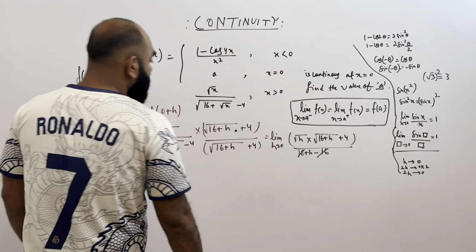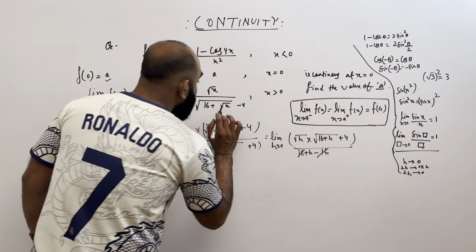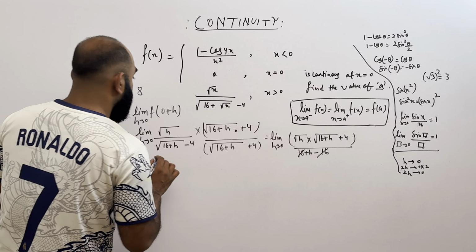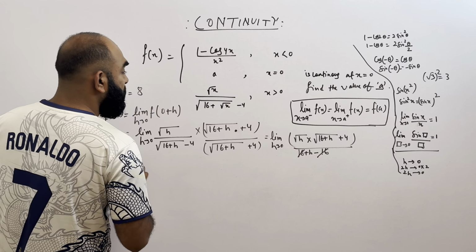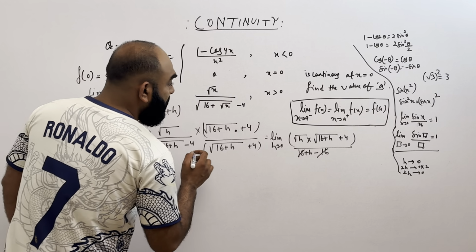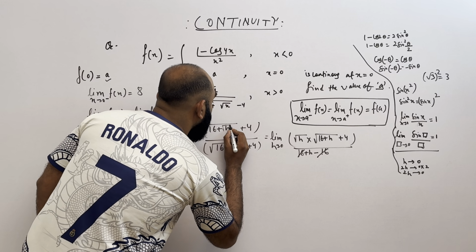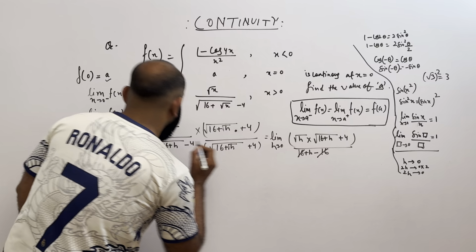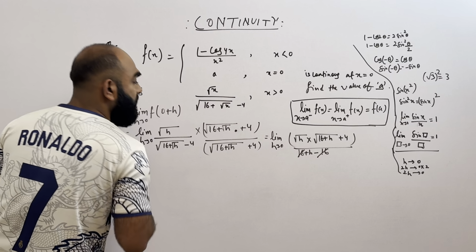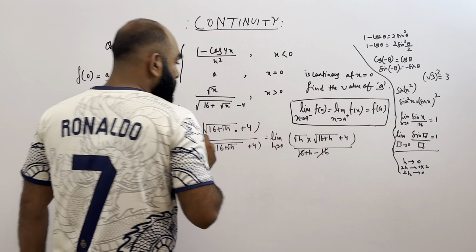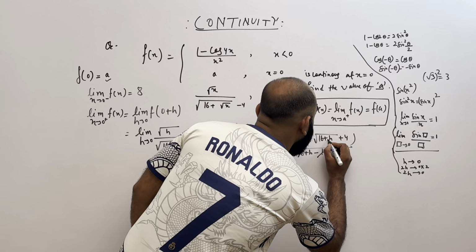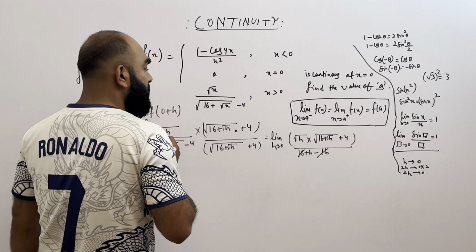Sir, you forget one thing. What is that one thing? Sir, this is root under 16 plus root h. So when you are writing the function 16 plus root h, here also root h is there. One more root h is there. Okay, I forgot root h. If I write like this, root h will come there. Just keep root h.